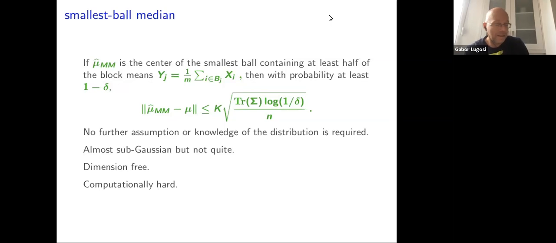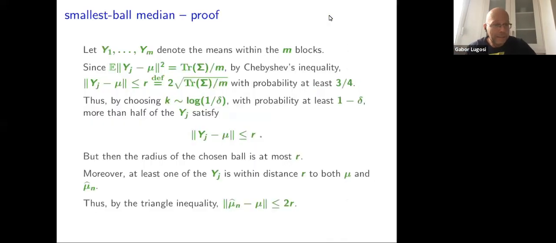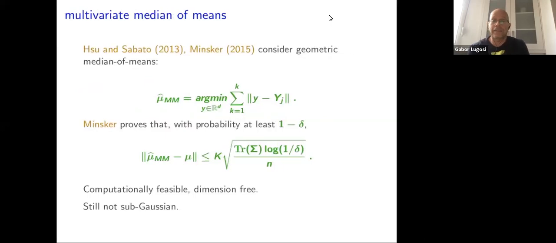The disadvantage of this algorithm is that finding the smallest ball is computationally hard. But you can actually replace it by the geometric median, which is the solution of a convex optimization problem. This can be solved almost in linear time. So this is really nice, and it satisfies the same kind of inequality.